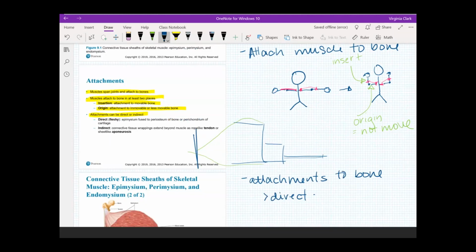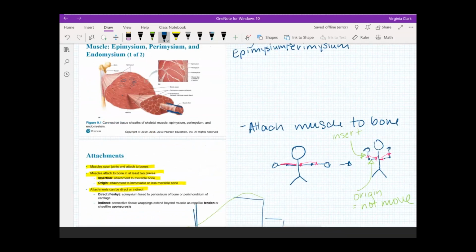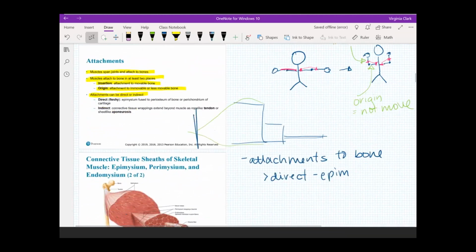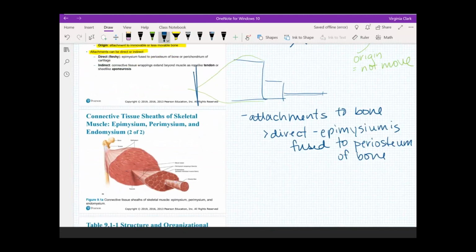A direct attachment is your epimysium. And your epimysium is going to be the outside top layer of your muscle fiber. So with a direct attachment, your epimysium is fused to the bone itself, but technically it's fused to the periosteum of bone. It may also be fused to the perichondrium of cartilage, but it's usually going to be bone. So direct. Or you can have indirect.